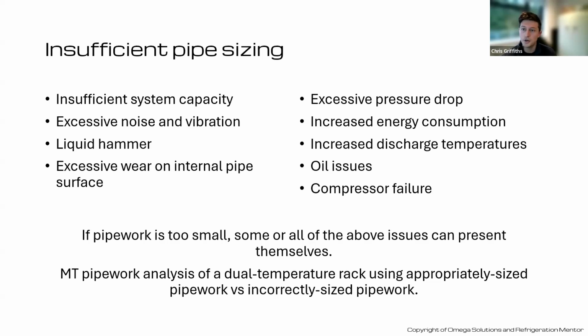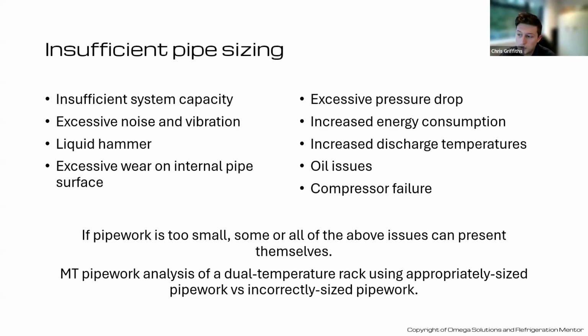Have we got an intercooler or some sort of intermediate rejector? Is that now going to be too hot to then go into our medium temperature compressors and thereby increase the discharge temperatures there and have that knock-on effect? That then leads to oil issues. Our oil is going to be running too warm, and then that leads to compressor failure. And then on the other side, more of an issue with liquid lines, excessive noise and vibration, liquid hammer, and excessive wear on those internal pipe surfaces.